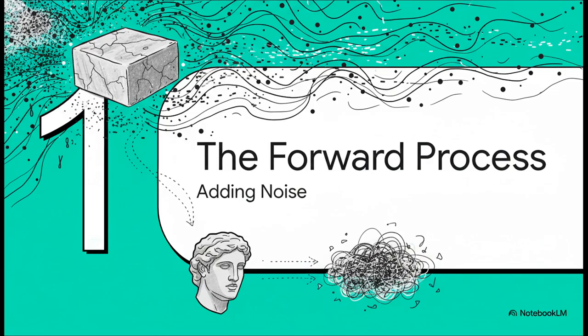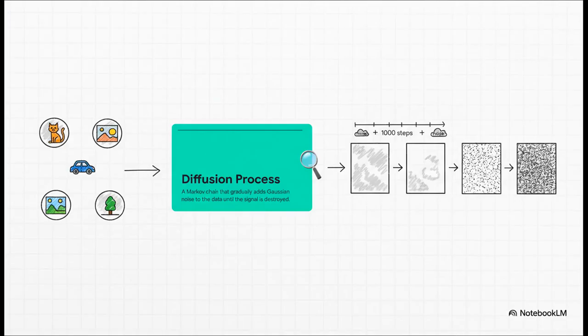Okay, so before our AI can become this master sculptor, it first has to really understand the block of marble. It has to learn how a perfect, pristine image turns into noise in the first place. This is what we call the forward process. And it's basically a masterclass in how to systematically and beautifully destroy an image. So here's how that works. The AI is shown millions and millions of high-quality images. Then, for every single image, it starts what's called the diffusion process.